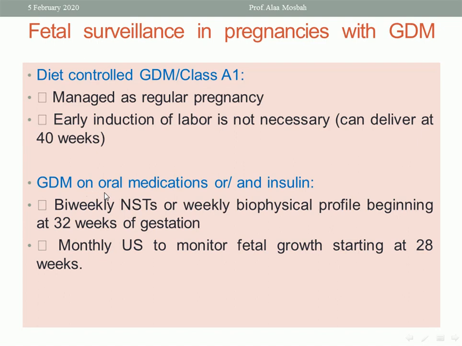Gestational diabetes mellitus on oral medications or insulin therapy: bi-weekly non-stress test or weekly biophysical profile beginning at 32 weeks gestational age. Monthly ultrasound to monitor fetal growth starting at 28 weeks.